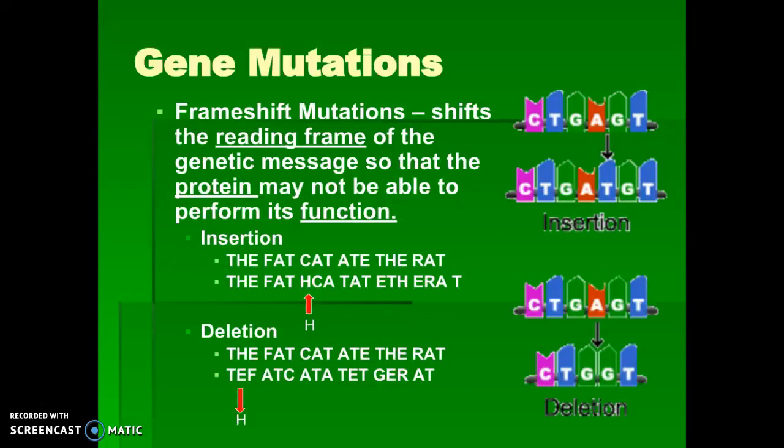Frameshift mutations shift the entire reading frame, so it entirely moves the entire gene, which will then code for different proteins and won't be able to perform its function. So the first one is an insertion. If you take a look, we're sticking with that normal gene, and we have inserted an extra H here. So now the rest of the sentence doesn't make sense and cannot function properly.